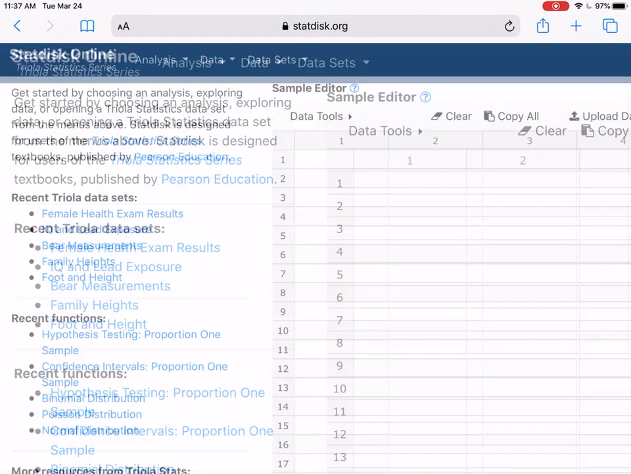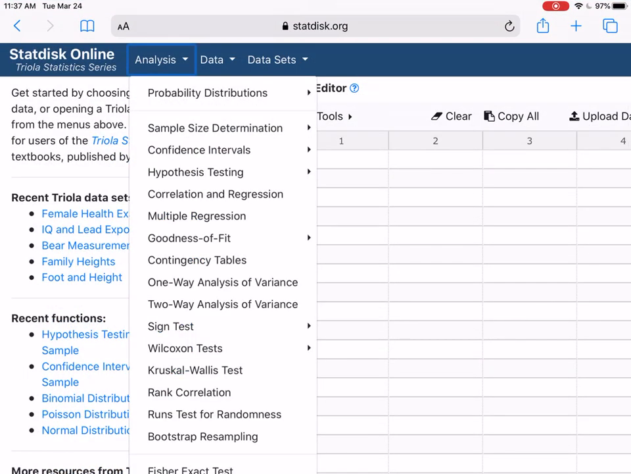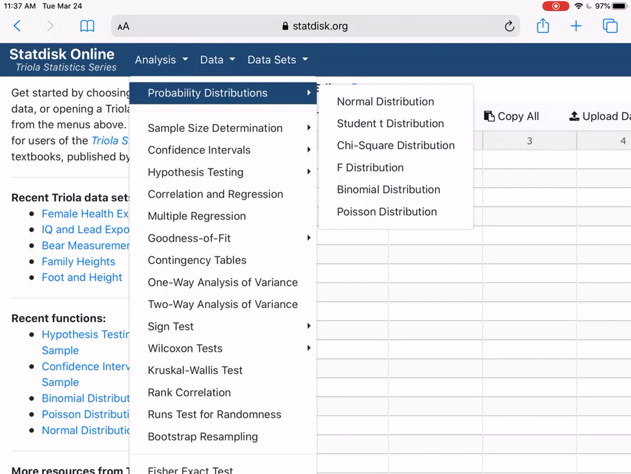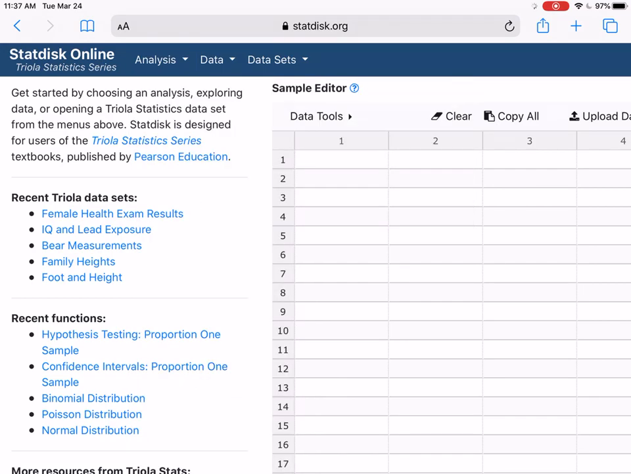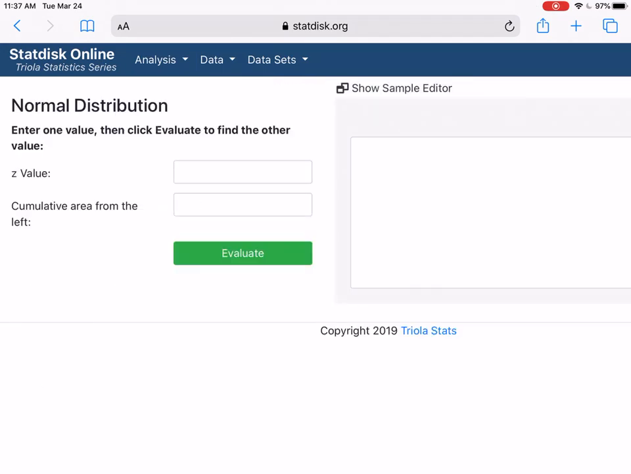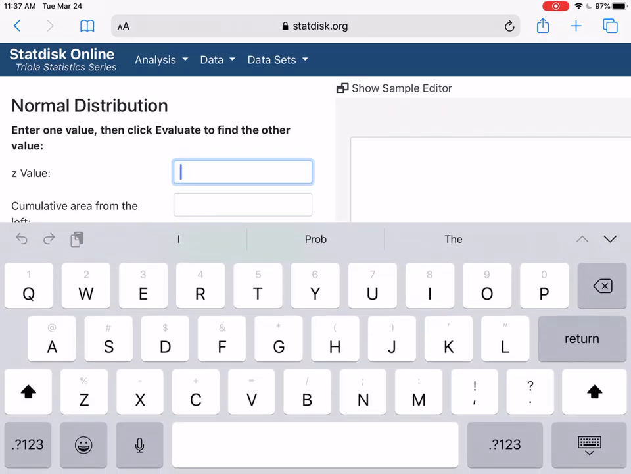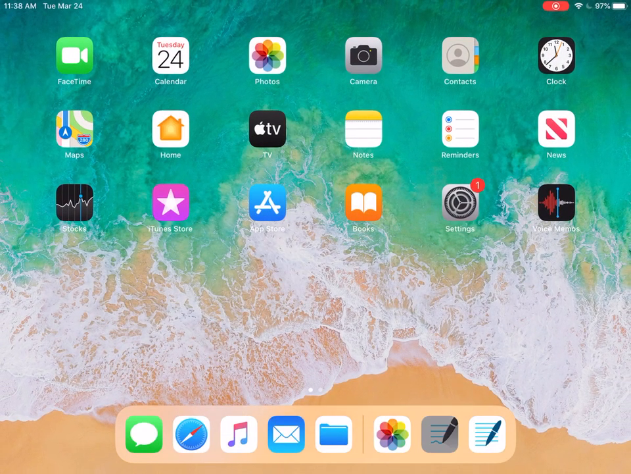Over here in StatDisk, I'm going to choose Analysis, Probability Distributions, and then the Normal Distribution. We don't have an area. We have a z-value, and actually, I haven't calculated that z-value yet. So let me go back and calculate that z-value.